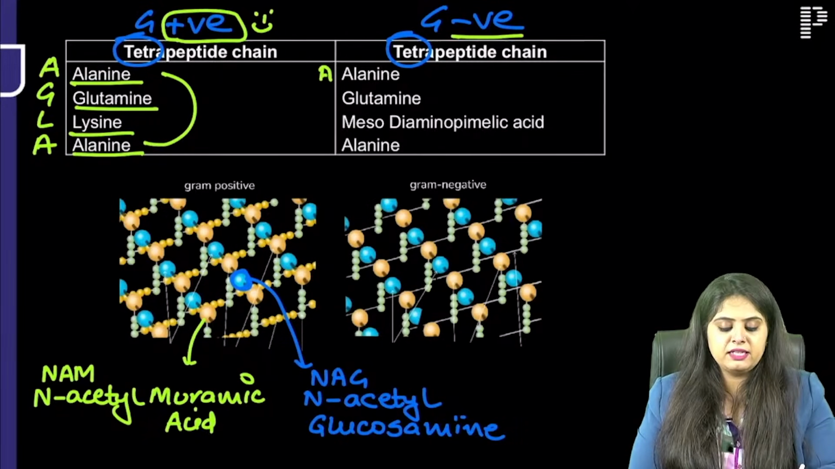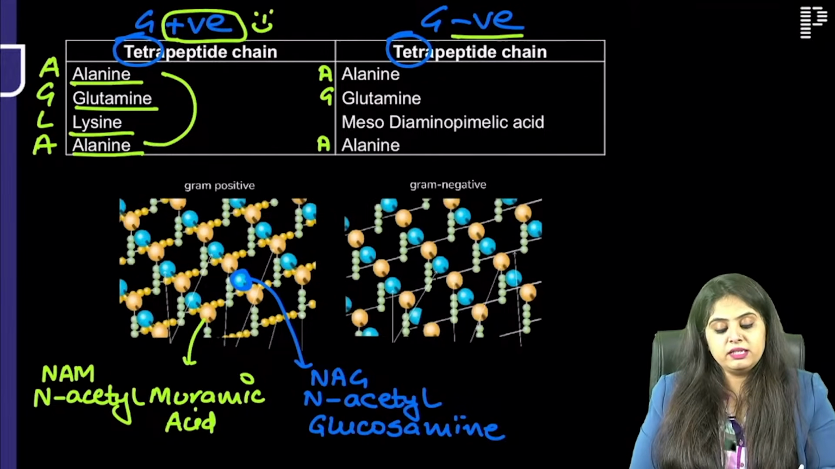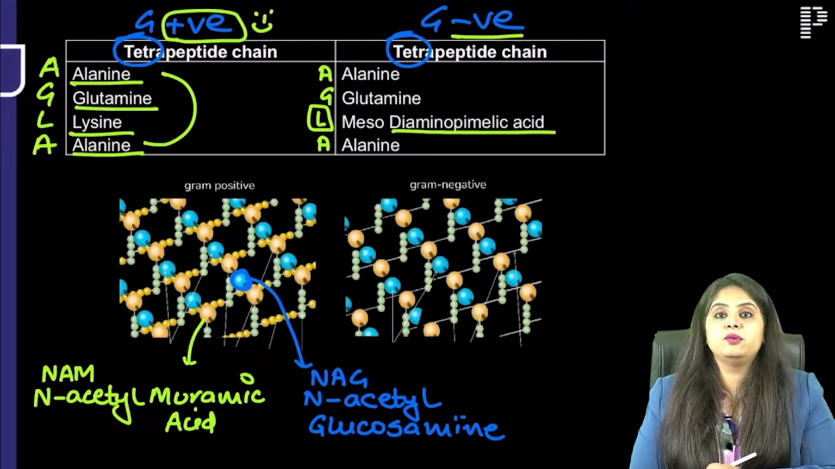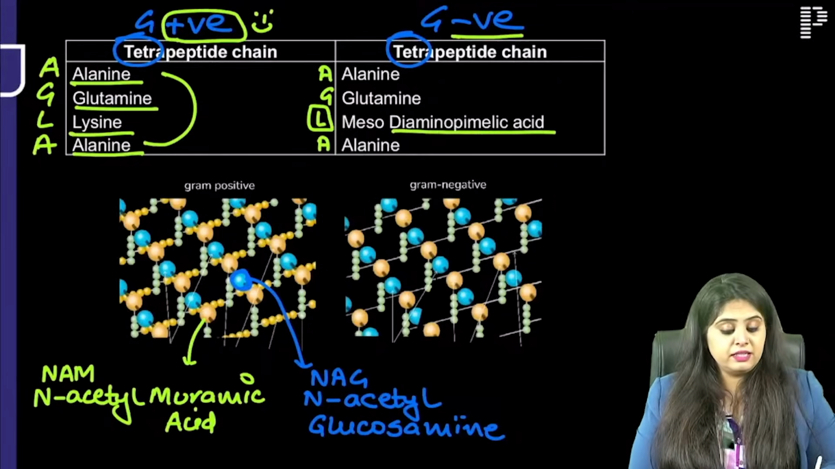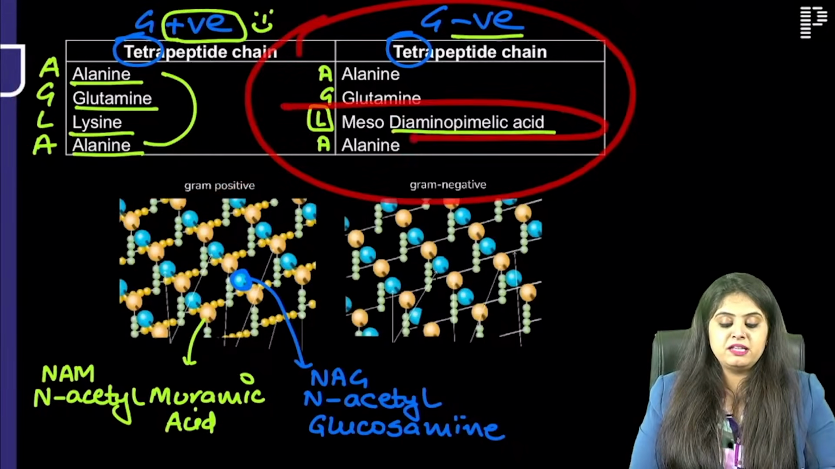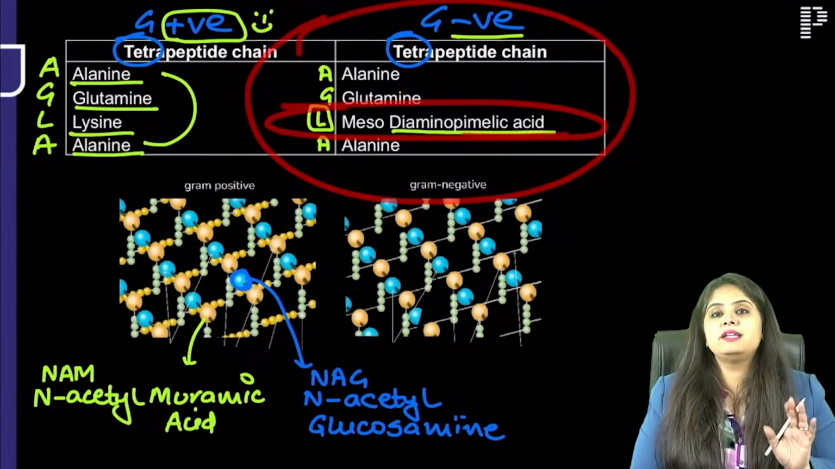See, it's the same alanine, it's the same glutamine, ending is also alanine. The only thing is, instead of lysine, it is going to be diaminopimelic acid. If you can learn it, very good. If you can't, then you can actually write it in the exam, and every examiner will accept that in gram positive it is agla, in gram negative there is replacement of lysine with pimelic acid.